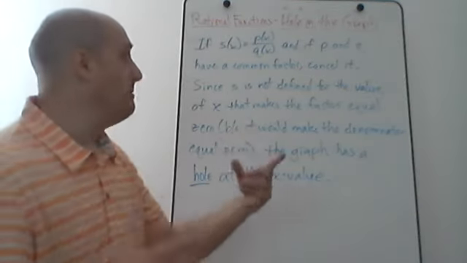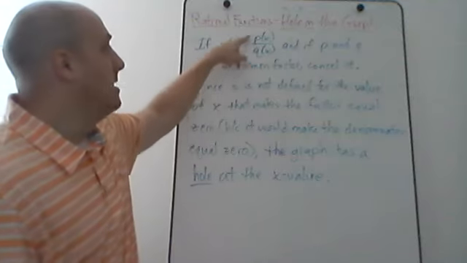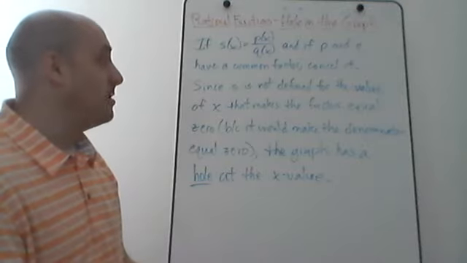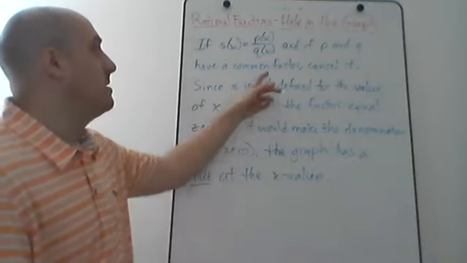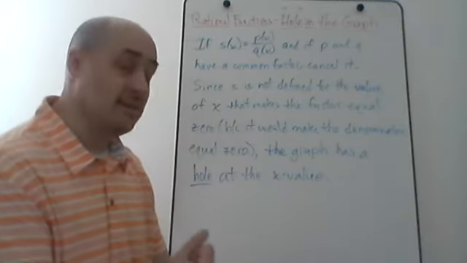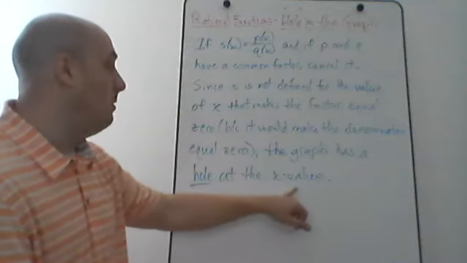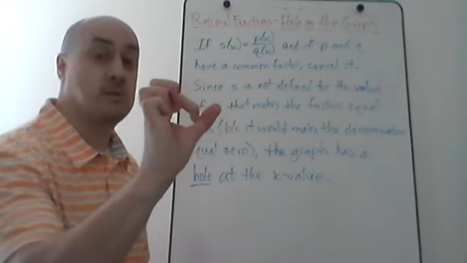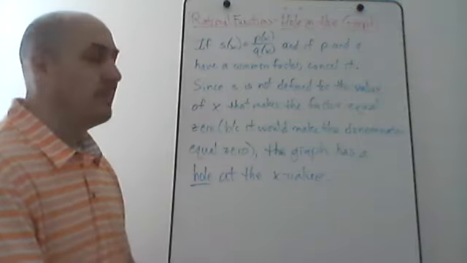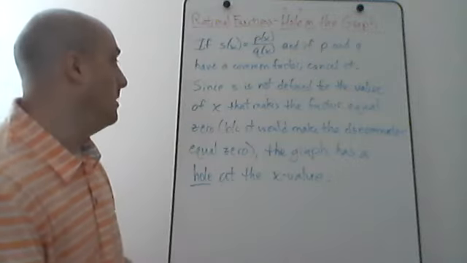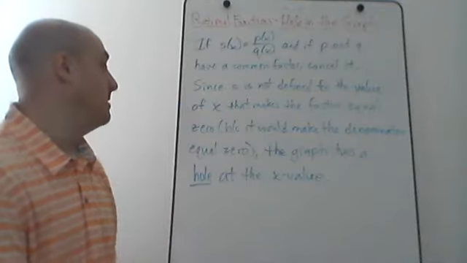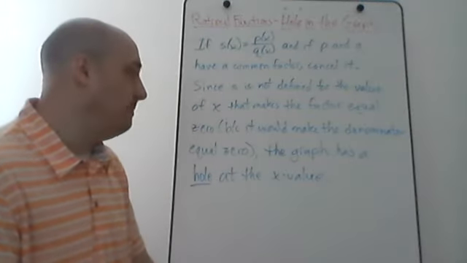So if you have common factors, and this is what this is saying up here, s of x equals p of x over q of x, and if p and q have a common factor, you cancel out that common factor. Now, instead of that factor from the denominator giving you a vertical asymptote, the function still doesn't exist at that x value, so what you end up with is a hole at that x value. Just like an empty circle in your graph, right? A hole where the function does not exist at that point. It's not a vertical asymptote, but it turns into a hole in the graph. Since s is not defined for the value of x that makes the factor equal 0, because it would make the denominator equal 0, the graph has a hole at that x value.